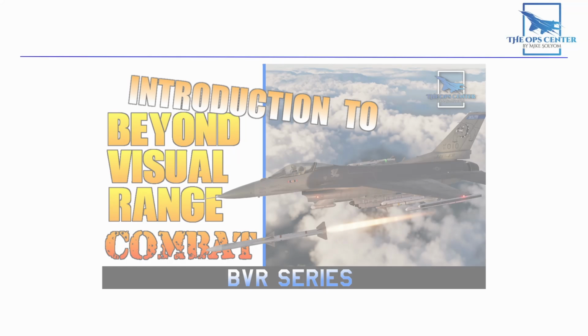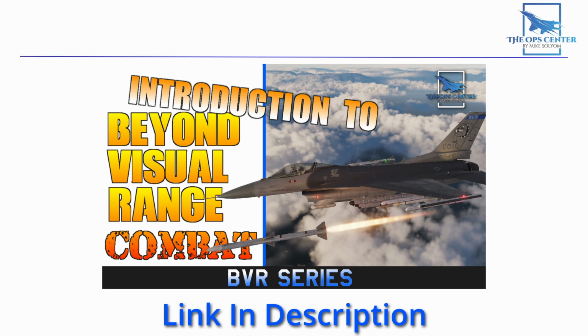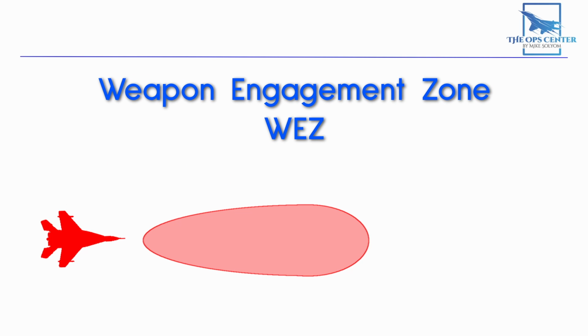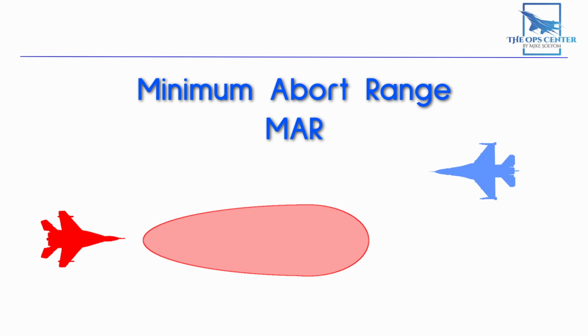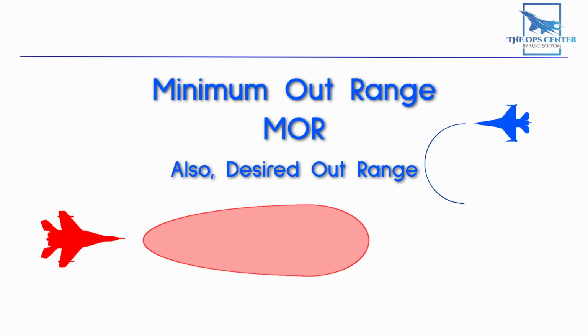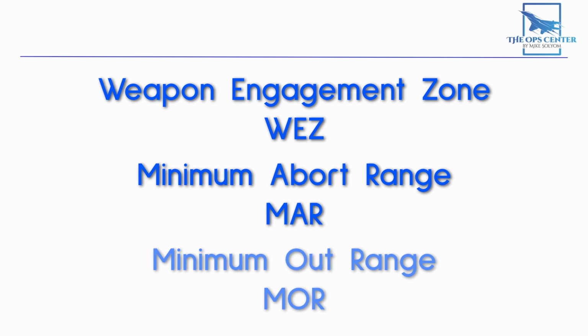In the BVR intro video, we introduced three of the range envelopes of a BVR engagement. WEZ, which illustrates where an adversary's weapon can effectively reach. Minimum abort range, which is the last opportunity to turn away from a fight without entering an enemy's WEZ. And minimum outrange, which is the last opportunity to turn away while still keeping enough range to recommit to the fight. When you know these ranges, you have a defensive plan practically spelled out for you. But it's also useful for developing an offensive plan.